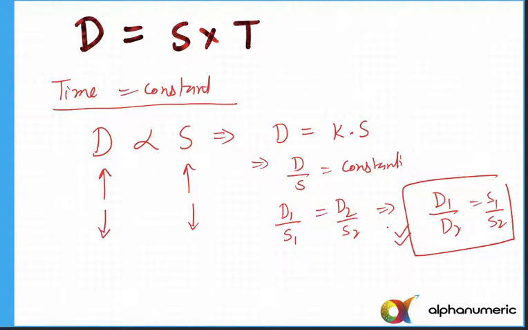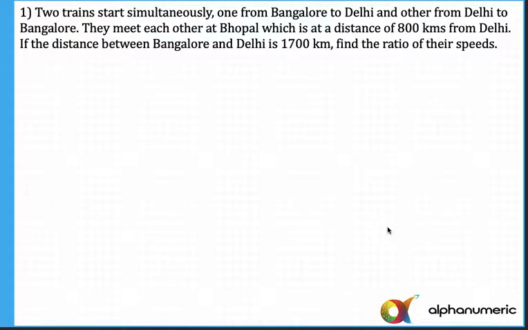Now there are a few other concepts also, but in this video we'll see how to tackle questions if the time is constant. This is the first question in front of your screen, which says two trains start simultaneously. Focus on this word simultaneously. So both the trains started exactly at the same time, one from Bangalore to Delhi and the other from Delhi to Bangalore. They meet each other at Bhopal. So since both the trains started at the same time, wherever they meet, time is going to be constant.